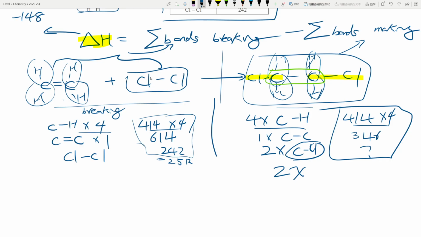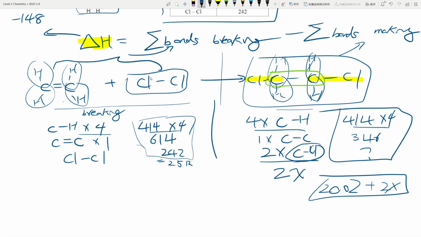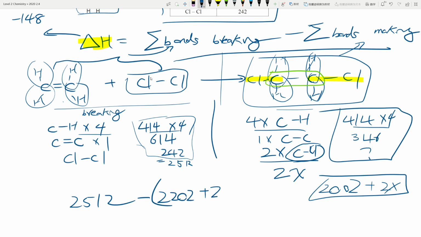So on the right hand side is 2202 plus 2x, because I don't know what C-Cl is. Okay, so bonds breaking, that means 2512. Look at this formula: 2512 minus 2202 plus 2x equals, what does that equal? The change of enthalpy, which is given to you before, so it's -148.